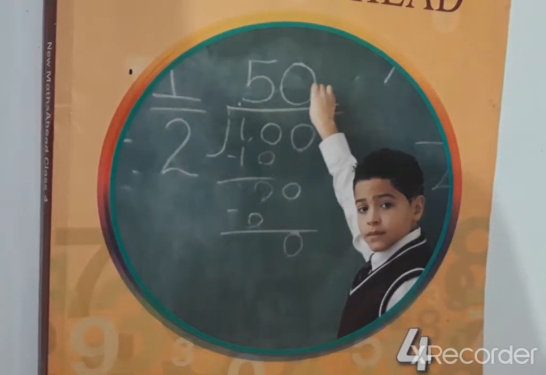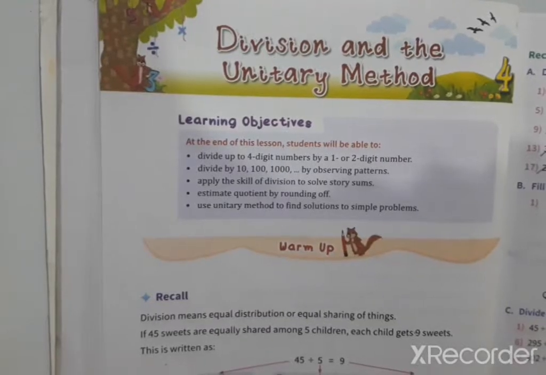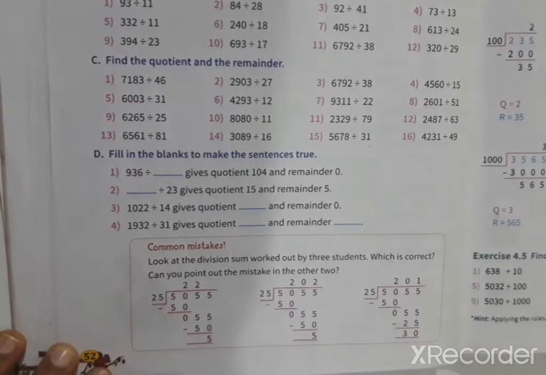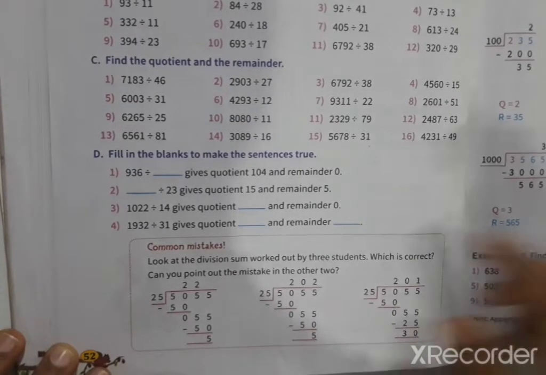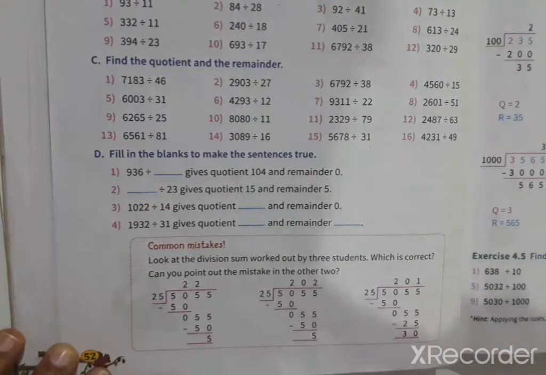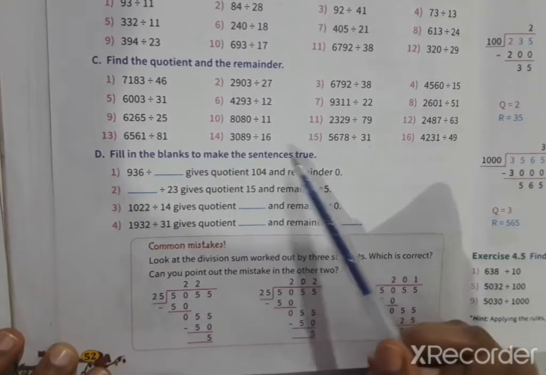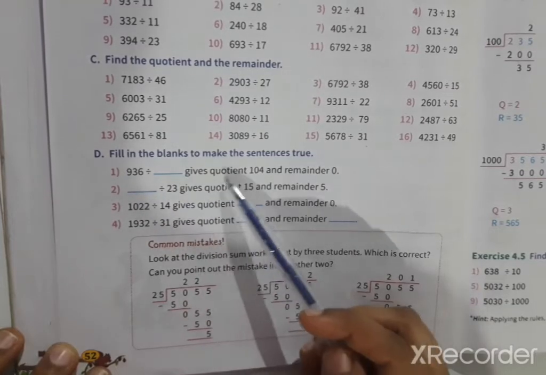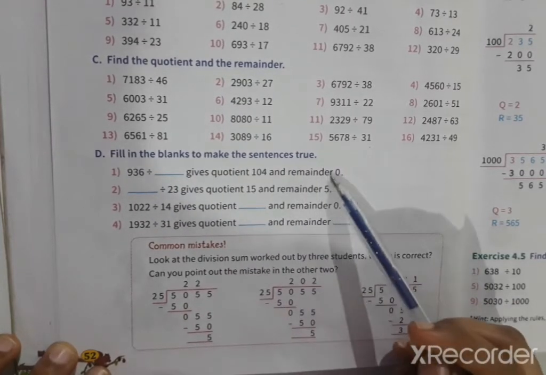Chapter name is division and the unitary method. Now exercise 4.4 D main. Fill in the blanks. D main. Fill in the blanks to make the sentence true. 936 divided by dash gives quotient 104 and remainder 0.